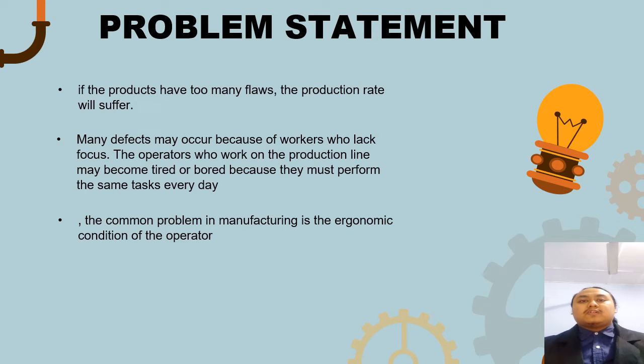Many defects may occur because of workers who lack focus. The operators who work on the production line may become tired or bored because they must perform the same task every day. As a result, they are unable to concentrate on the task at hand. Furthermore, a common problem in manufacturing is the ergonomic condition of the operator. This means that operators sometimes must bend their bodies to take poly boxes or boxes from the floor.